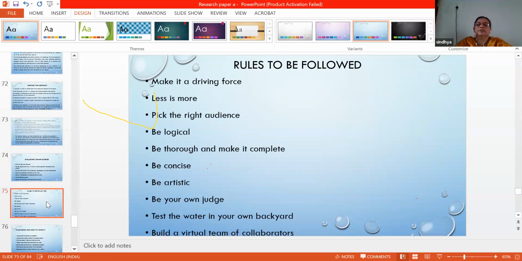And as a researcher, what is to be followed? One is, you must make it a driving force. So doing research and publishing must be your inner interest. You must be internally motivated to prepare research papers. So that is one essential component to make it successful. If you intend to make a paper, you must have a driving force in preparing it.